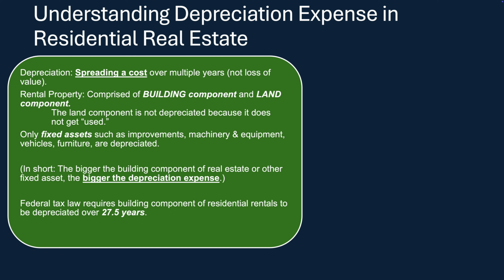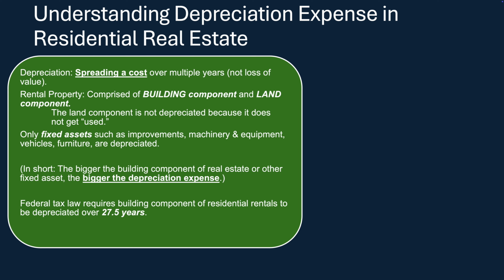It's kind of like owning stock. You don't expense stock when you buy Apple stock, for example. You just have it. Now, fixed assets such as improvements, so everything above the land, machinery, equipment, for example, washers, dryers, refrigerators, vehicles, furniture, those benefit several years, and so they have to be depreciated. So you spread the cost over multiple years. In short, the bigger the building component of real estate or other fixed asset, the bigger the depreciation expense.